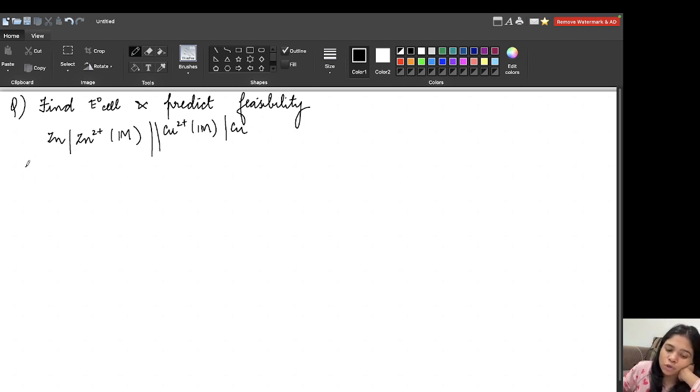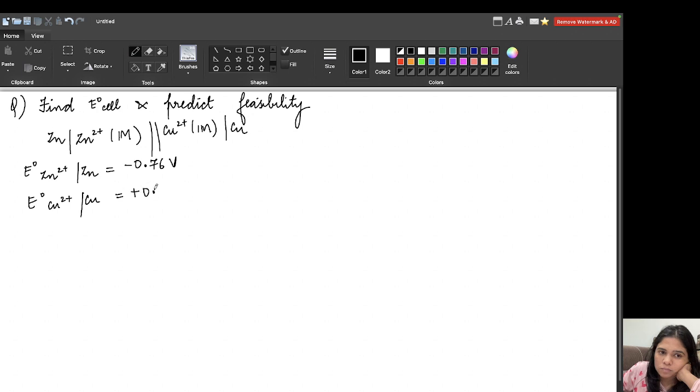What values are given to you? E naught of Zn2 plus. There are some concepts which were there in the previous topics also. And your 1 Faraday value is also fixed, which is 96,500. Okay, so this is your question. All these values are given to you. The first part is very easy: you need to find the E naught of the cell.